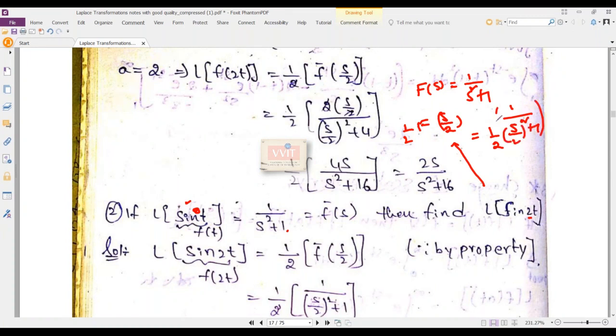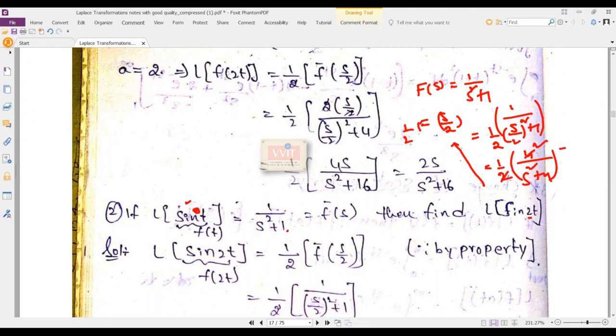Then immediately we may raise a doubt: Sir, already we know L of sin at, then what is the necessity of this? Of course, we are handling this on small problems, so it is quite easy. But in bigger problems, this logic will be very helpful for you. That's the reason even small points you need to know. If you simplify, you get the earlier result. So 1 by 2 times, if I simplify this one, 4 by s square plus 4.